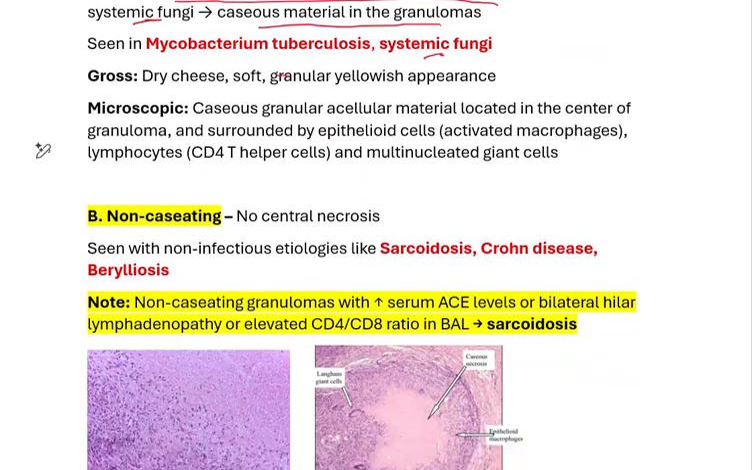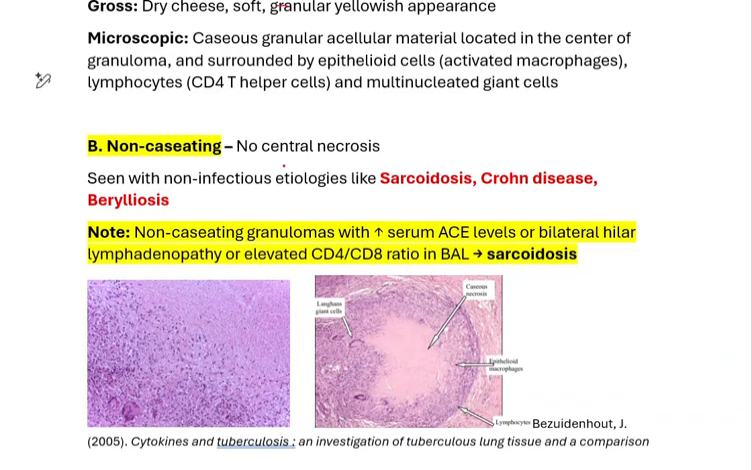Moving on to non-caseating. Basically, non-caseating means that you don't have the central necrosis there, right? This non-caseating granuloma could be seen in a lot of conditions, like sarcoidosis, Crohn's disease, and tuberculosis, and a couple of examples that we mentioned earlier. The other thing I also want to mention in patients we have with sarcoidosis.